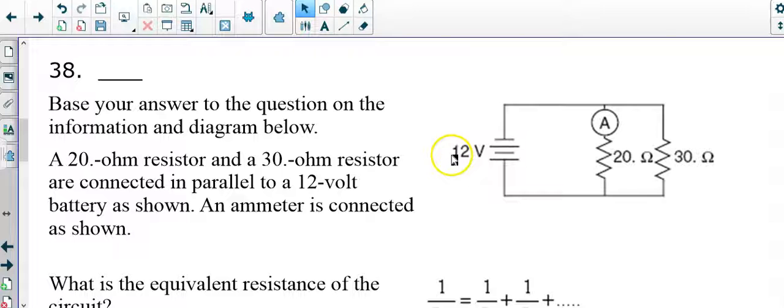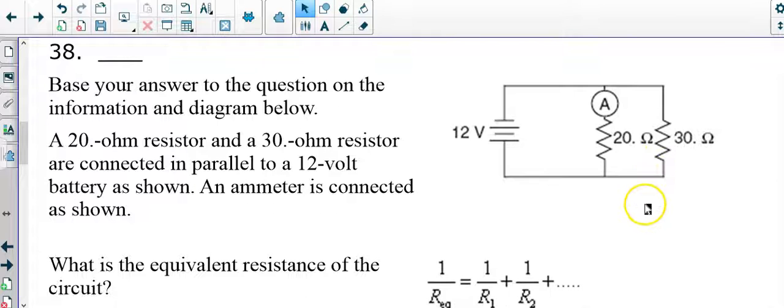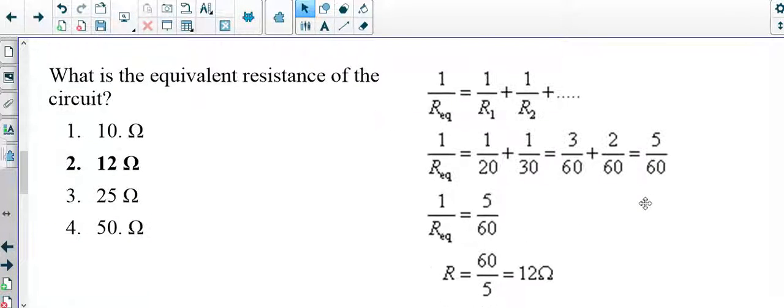In problem 38, we're also asked to look at a diagram, and there's a 20 ohm resistor and a 30 ohm resistor connected to a 12 volt battery as shown. And here in problem 38 is the same diagram as 37. 12 volts in parallel with two resistors, 20 and 30 ohms respectively, and now they're asking for the equivalent resistance. Let's take a look at the formula. We have to use the inverse R formula, and we add 1 over 20 plus 1 over 30, and we get 5 over 60, and then we flip that one more time, and we get 12 ohms.